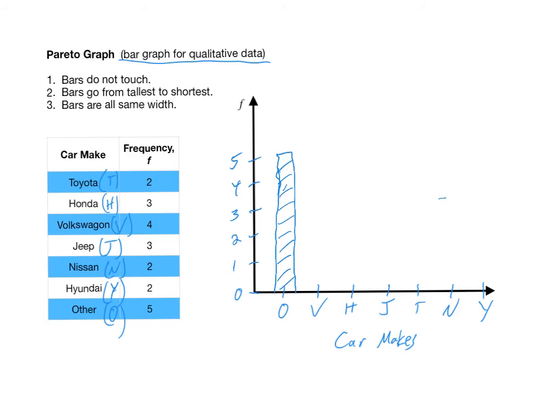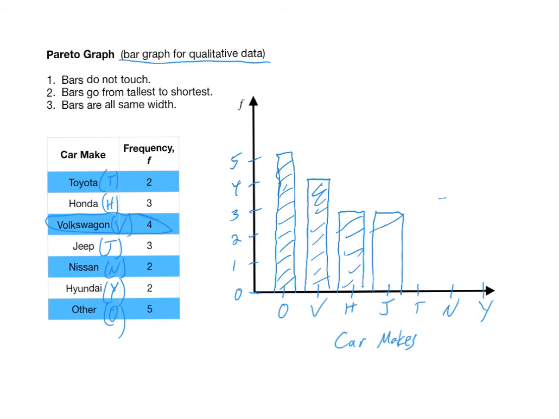Our Volkswagen bar should go up to a height of 4 because the frequency of Volkswagen here is 4. Well, remember, it should be the same width and they should not touch. I'm doing it by hand, so they're going to be roughly the same width, but make sure they don't touch. The Honda bar should be a height of 3. The Jeep bar is also a height of 3. And the rest are a height of 2. There were 2 Toyotas, there were 2 Nissans, and there were 2 Hyundai.